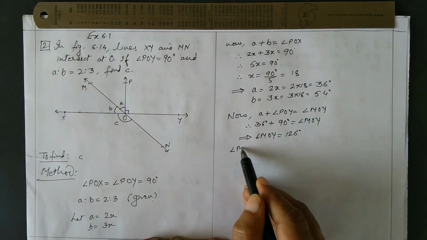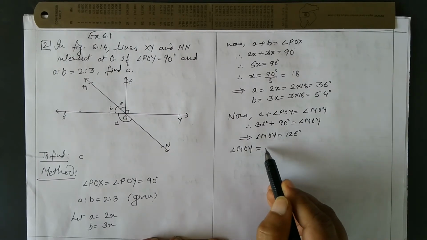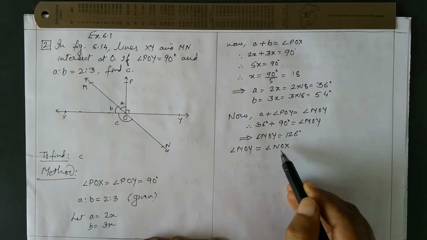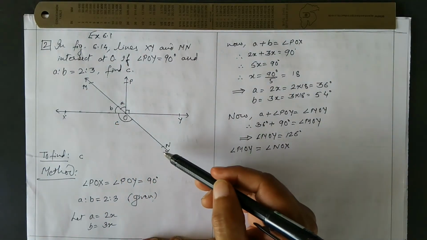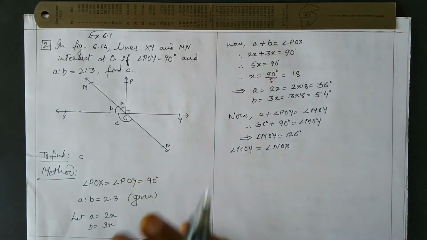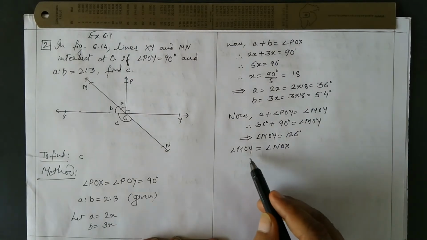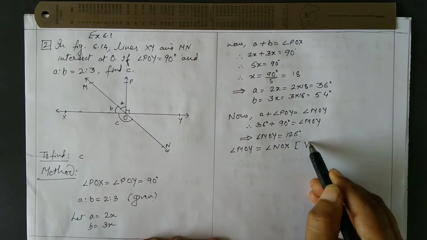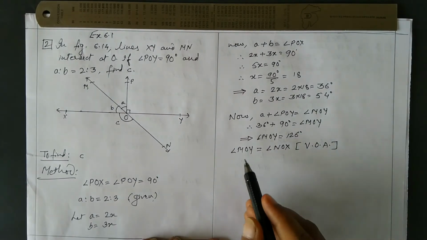Okay, now what can you say? Angle MOY is also equal to angle NOX. If it is MOY, then what is the opposite point of M? It is N, so NOX. To maintain symmetry, I took it this way. You can also take XON. MOY is equal to NOX. What is that? Vertically opposite angles. I am writing the short form, VOA, vertically opposite angles.